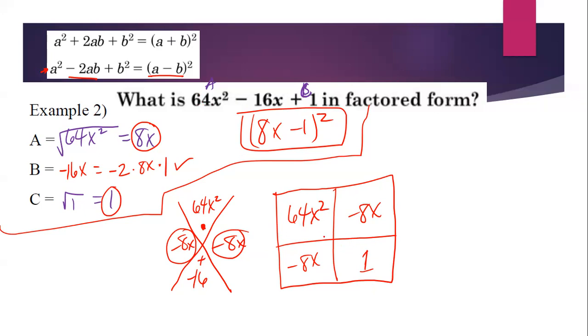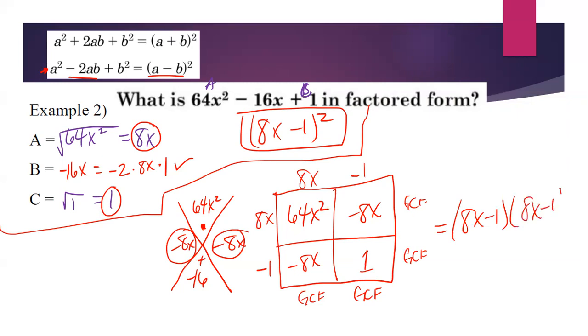When you're going around the box, you're taking the GCF of each row and the GCF of each column. So the GCF of this row is 8x. The GCF of this row is negative 1. The reason why it's negative is because the outside box is negative. The GCF of this column is 8x. The GCF of this column is negative 1, and it's negative because the outside box is negative. So therefore, your factors are 8x minus 1 times 8x minus 1, which means that it is 8x minus 1 squared.